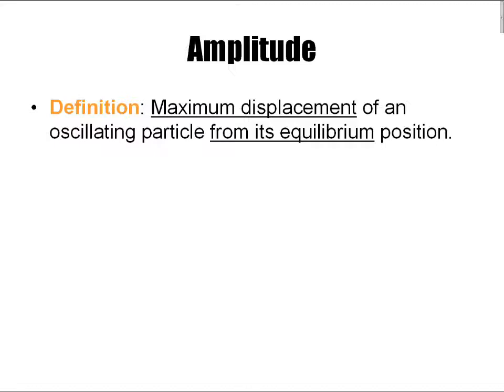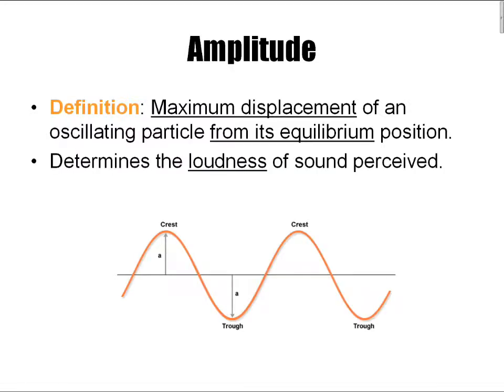Okay, so what is amplitude? The scientific definition of amplitude is the maximum displacement of an oscillating particle from its equilibrium position, and in the context of sound and air, the oscillating particle refers to an air molecule. Amplitude determines the loudness of sound we perceive.